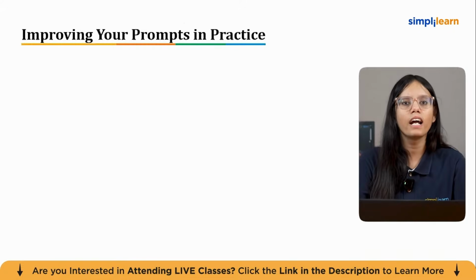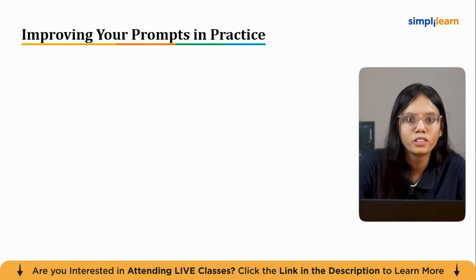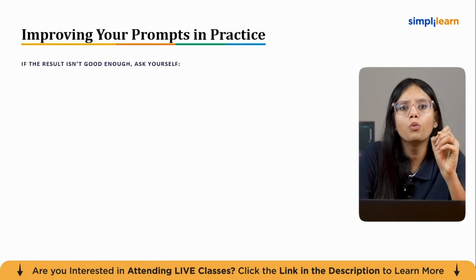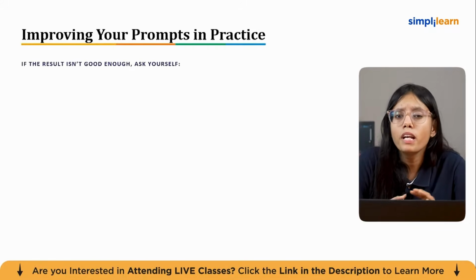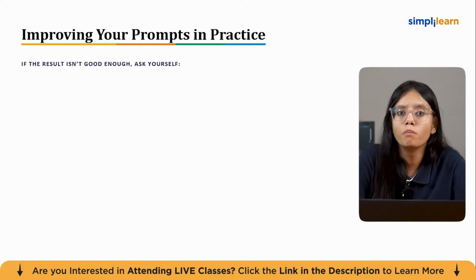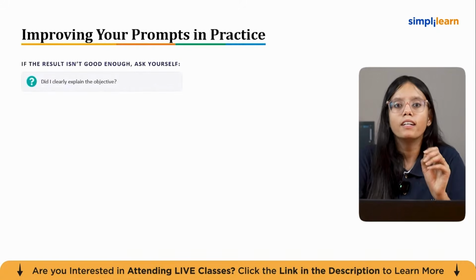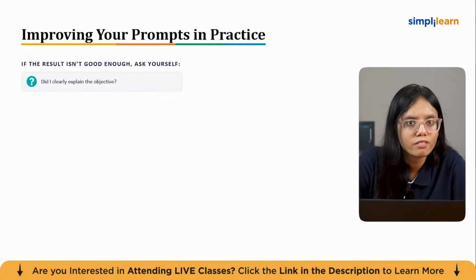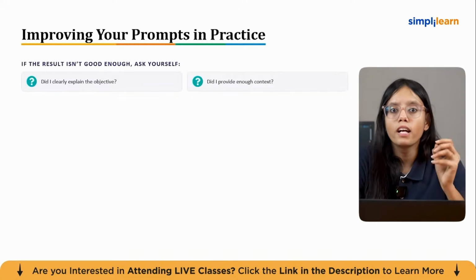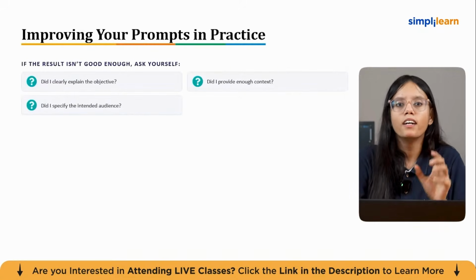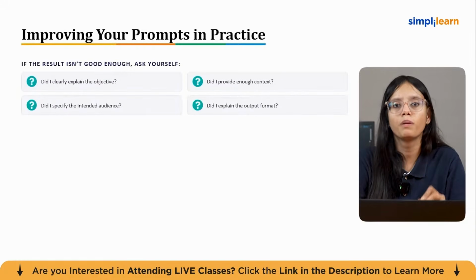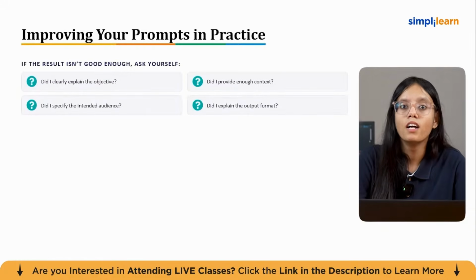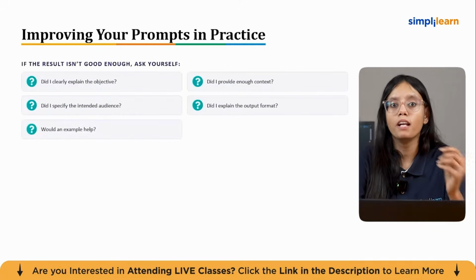Now let's look at how we can improve our prompts. So what should you do when an AI response isn't good enough? See, don't immediately assume the model can't perform the task. First, inspect the prompt. Ask yourself, did I clearly explain the objective? Second, did I provide enough context? Third, did I specify the intended audience? And the fourth point, did I explain the output format clearly? Next, would an example help?